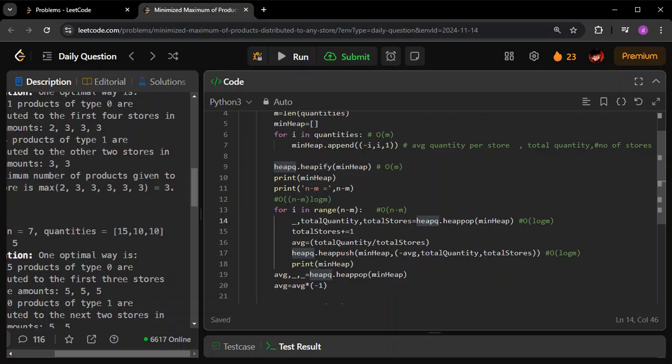So I'm popping out these things. The first value is being stored in the underscore. The second value is total quantity, and the third value is total stores. This is getting popped out now. It will take log m time. Next, I'm just going to add one to the total stores.